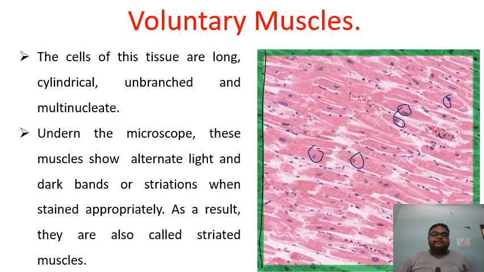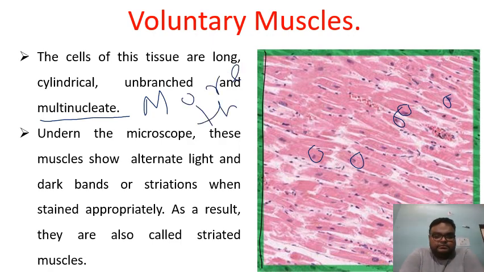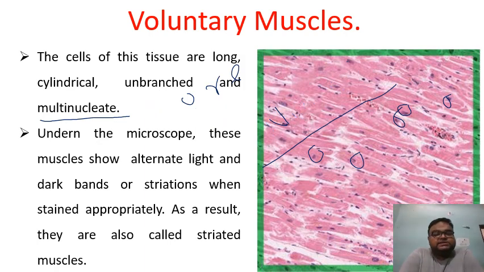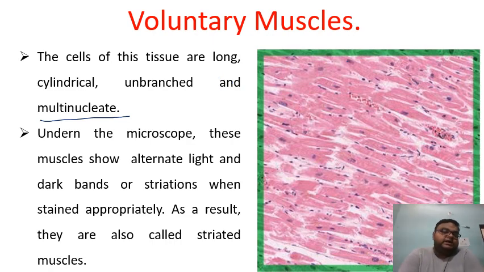So these voluntary muscles are long. First of all, it is long, it is cylindrical, it is unbranched, and it is multinucleate. The word multinucleate means having more than one nucleus. Right, students? Okay. So these are some characteristics of the voluntary muscles. What? Long, cylindrical, unbranched, and multinucleate.